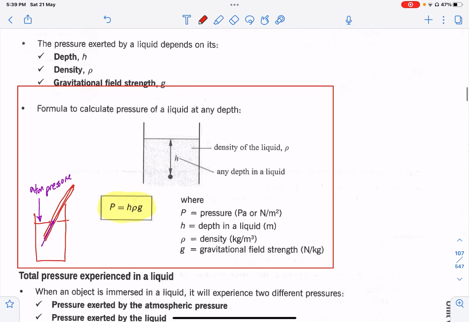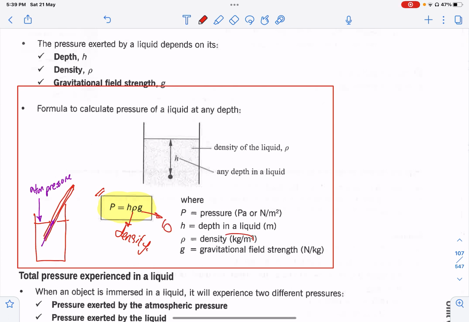So how are we able to calculate pressure in a liquid? We use the formula pressure equals h rho g. h represents the depth of the liquid. I can say height, but it's more the depth of the liquid. Height will come in when it's a container. Rho represents the density, and g is your gravity on Earth, which is 10, the gravitational field strength.